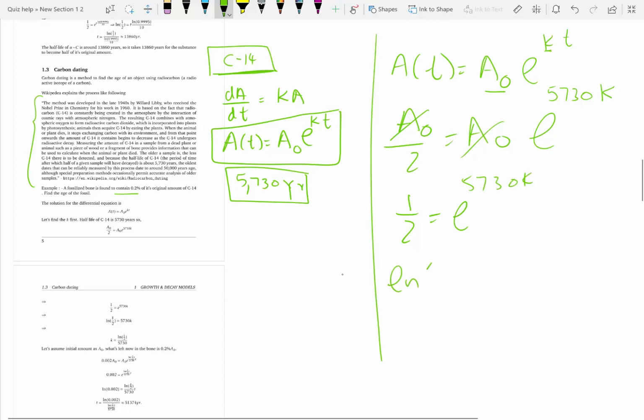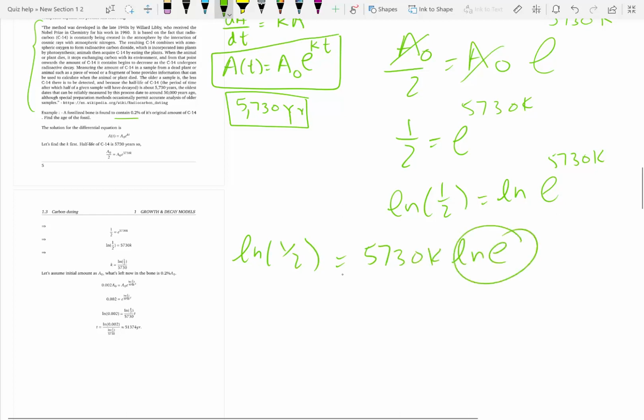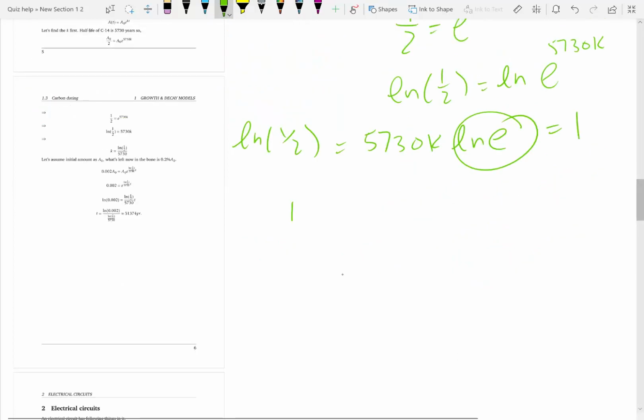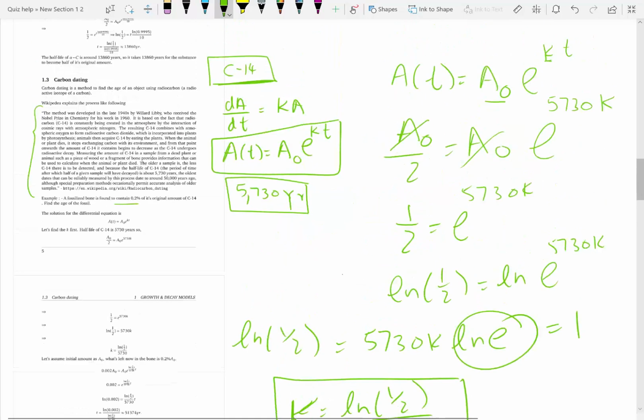Now let's take the natural log of both sides, so the natural log of e^(5730k). Now we can write 5,730k in front of the natural log, so ln(1/2) = 5730k ln e. ln e is 1, so we get k = ln(1/2)/5730. So this is the constant k. Now we know the constant k much better, and we know A naught doesn't matter. Now we need to find the age of the fossil.